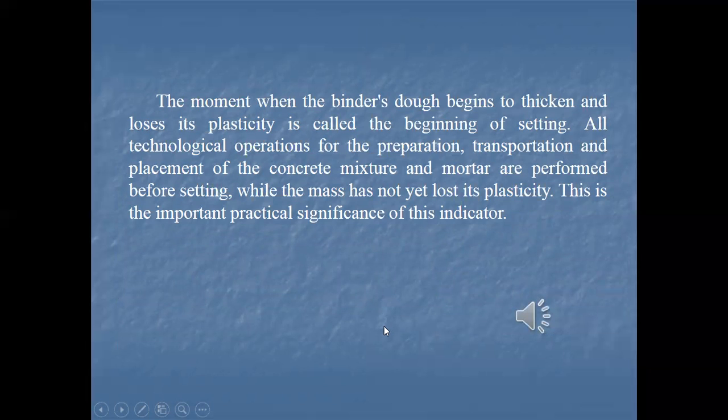The moment when the binder's dough begins to thicken and loses its plasticity is called the beginning of setting. All technological operations for the preparation, transportation and placement of the concrete mixture and mortar are performed before setting, while the mass has not yet lost its plasticity. This is the important practical significance of this indicator.